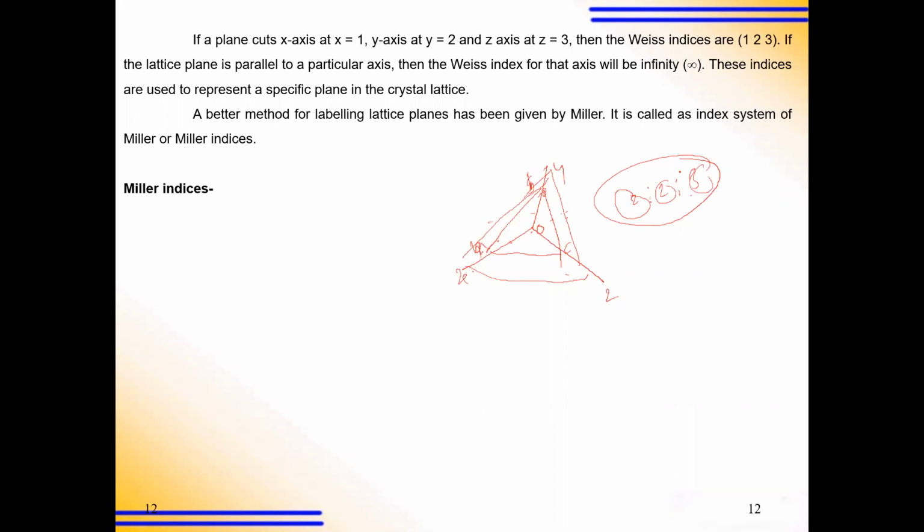So this ratio characterizes the plane, and this may be used to represent it, as the coefficients of unit intercepts A, B, and C. It is known as the Weiss indices. This is known as the Weiss indices.